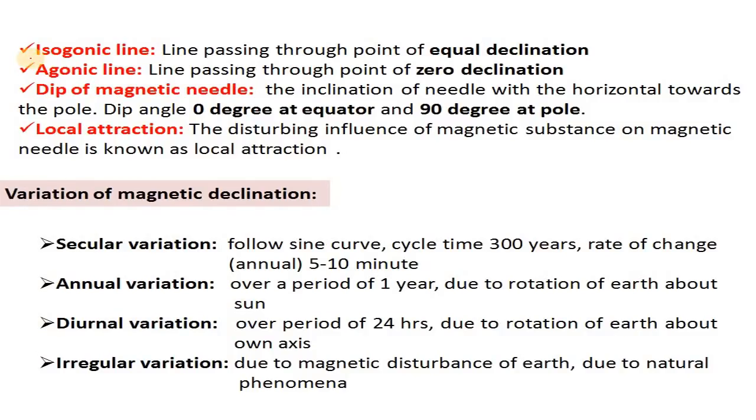Now, some terms for the objective point of view. Remember, this is very important. Isogonic lines: lines passing through points of equal declination. Agonic line: line passing through points of zero declination. Remember, both these terms are very important. Again, dip of magnetic needle. What is dip? The inclination of the needle with the horizontal towards the pole.